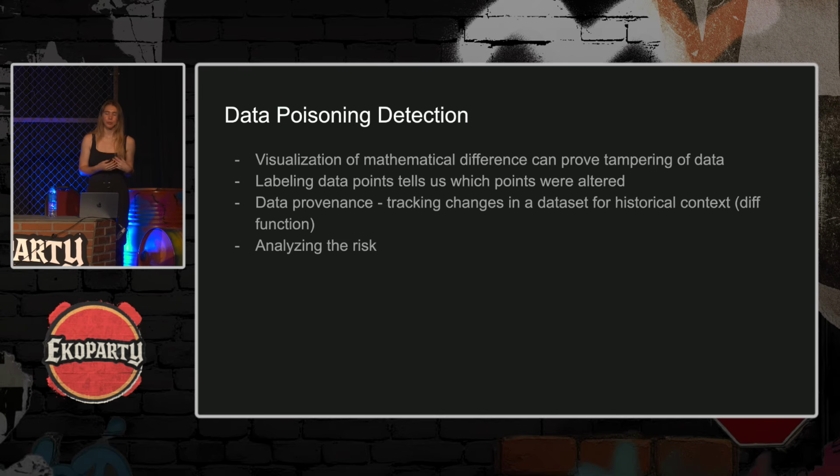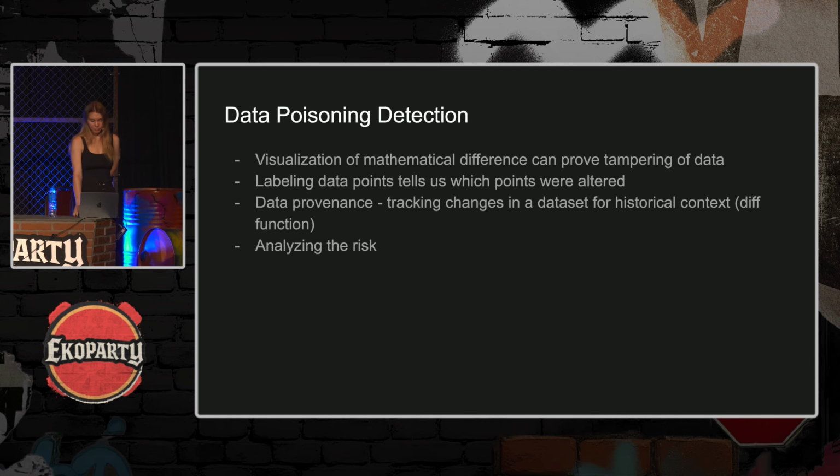So what did that demo show us? Visualizing math differences can show us how data has been tampered with in a graphical format, and labeling these data points can tell us exactly how this changed, statistically speaking. GraphLeak was also inspired by that earlier concept of data provenance, which to recall is a concept of the history of a particular data set. What I want to illustrate is that we can also track these sorts of changes in our databases to use for detection. And finally, we can analyze our risk using the comparison mode feature and understand how much of our model has actually changed.